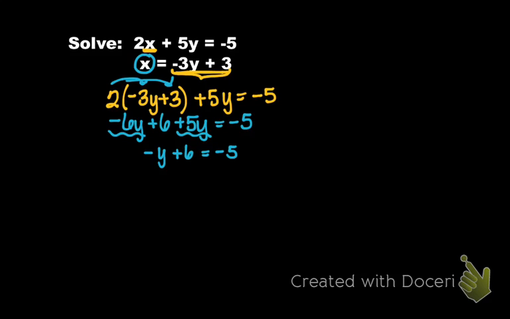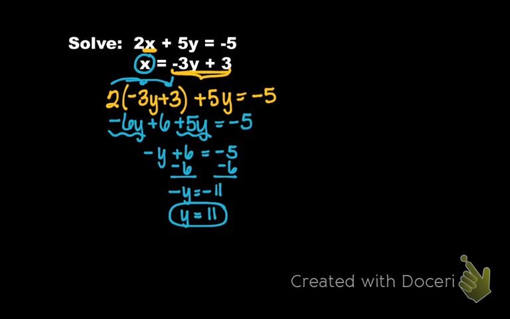Now that we have done our distributing and we have combined like terms, now we can start moving stuff around from side to side. So I'm going to go ahead and subtract 6 from both sides. I get negative y equals negative 11. I'll divide both sides by negative 1, and that's going to give me y equals 11. Now, this is not our answer because we have 2 variables that we're trying to figure out. This just gives us the first one.